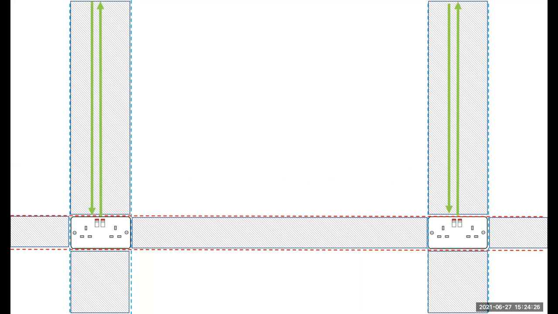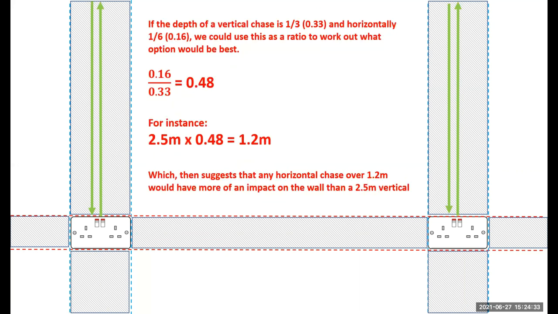And if going horizontal, I'd consider the following ratio. I've come up with this. This is something that I was just thinking about today, a way of justifying it. So if you think that a vertical chase is 1/3 and a horizontal chase is 1/6, if we divided those into each other, we would get a ratio of 0.48. And if we use that ratio then, let's say that the drop to the sockets was 2.5 meters. If I times that by 0.48, then the maximum length of chase horizontally before it would impact on the structural integrity of the wall would be 1.2 meters.